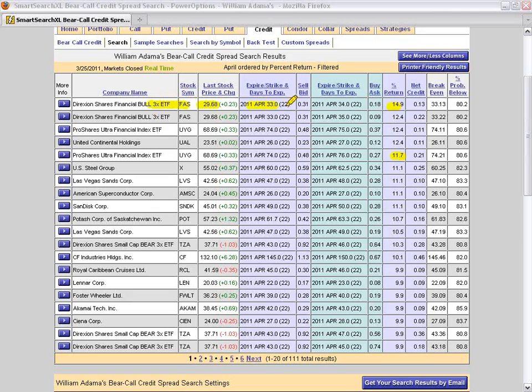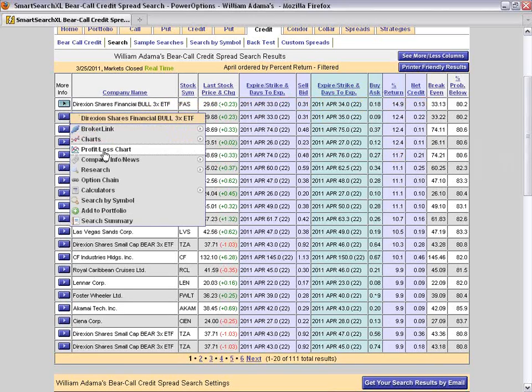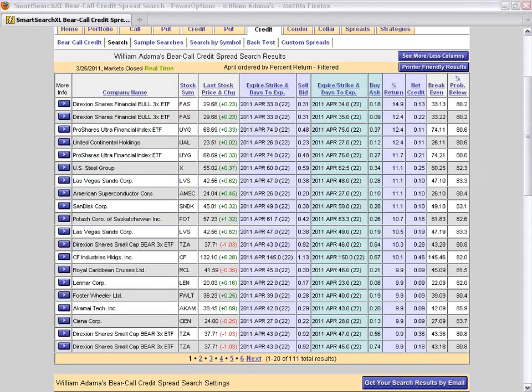But on this particular one, FAS is at 29.68. We're shown that we could sell the April 33 call for 31 cents and buy the April 34 call for 18 cents. So the maximum credit is 13 cents, which means the total risk on the position, the difference in the strike prices minus the net credit, would be 87 cents, or $87 per one contract. Let's just take a look at the profit and loss chart. We do have an 80% probability of success.